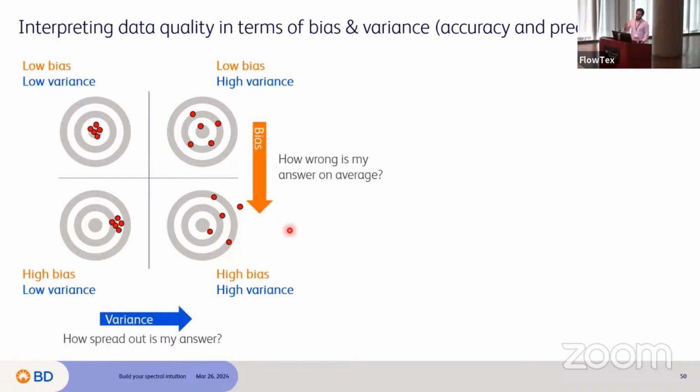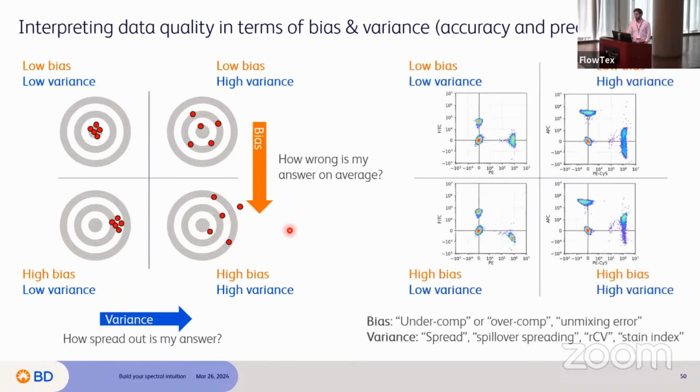Okay, so bias again tells us something about how wrong we are on average. Variance tells me how spread out our answers are for individual, let's say, events or cells. We can apply the same concepts to troubleshooting problems in spectral unmixing or compensation. The reason I'm presenting it this way is that I think this gives us a systematic way to debug unmixing and compensation problems that tend to feel pretty mysterious.